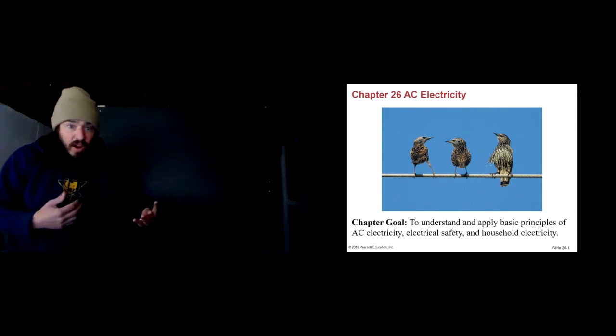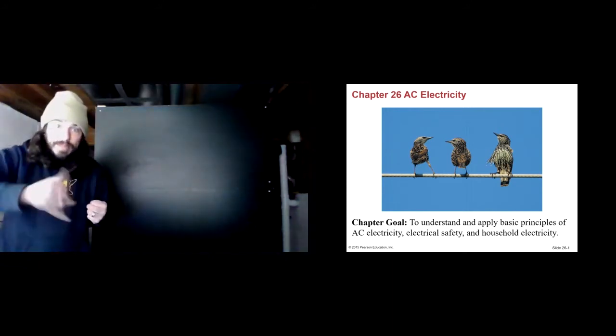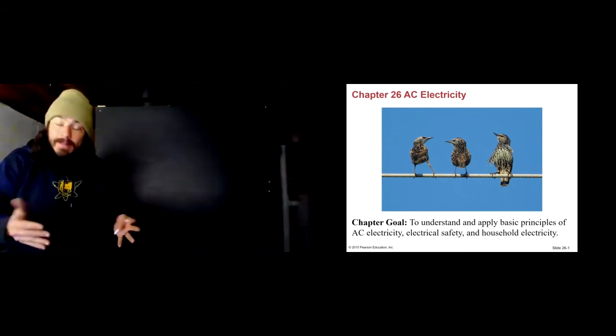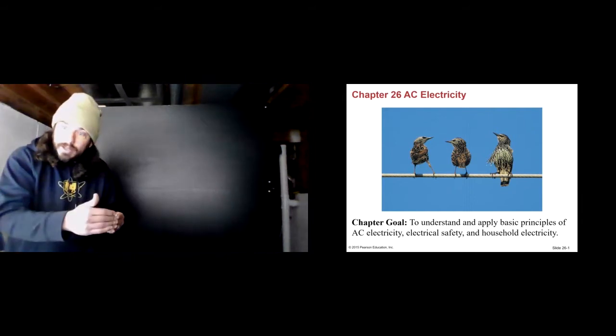Everything we've been learning about so far has been DC. Our battery always had the same orientation. We didn't have a battery flipping back and forth or something like that. It always had the same orientation, so we called that DC, or direct current.